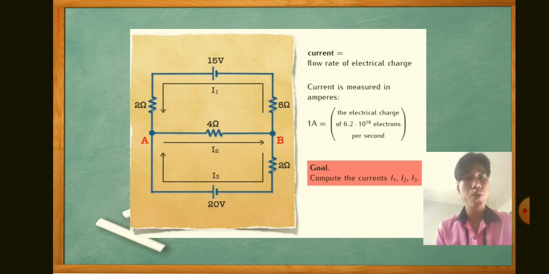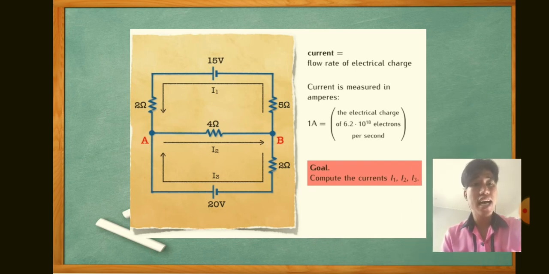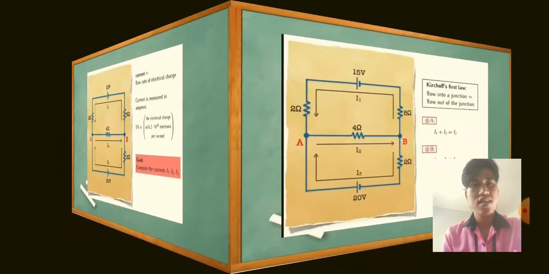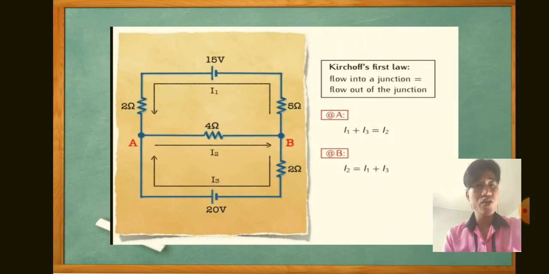Goal: we need to compute current 1, current 2, and current 3. Here, we need to compute the values of I1, I2, and I3. In order to get the answer, you must use Kirchhoff's first law: flow into a junction and flow out of a junction.